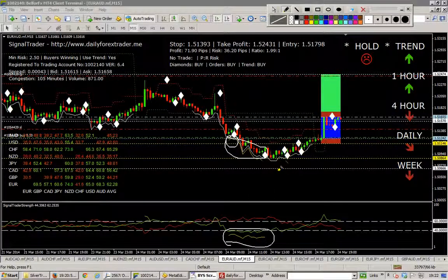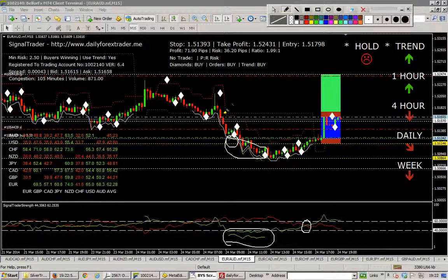Now one of the things about trading is, if you enter too early, of course you get stopped out. If you enter too late, you don't get as many pips as you perhaps could. So it's finding the perfect entry. SignalTrader does it more or less. SignalTrader actually looks at this. Okay, let's go back a bit.